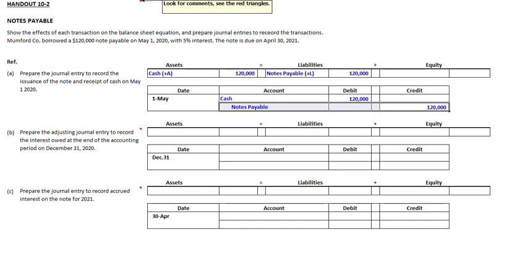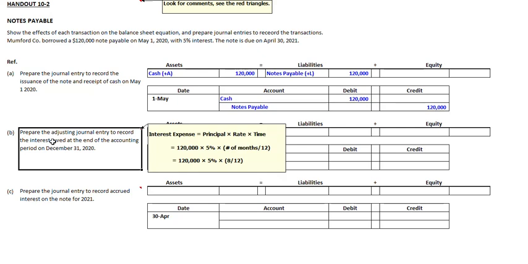And because we've used it to fund our operations and generate revenues, we need to record the cost of that borrowing and match it with those revenues. And that's simply the application of our matching principle. So let's take a look at our calculation of our interest expense.